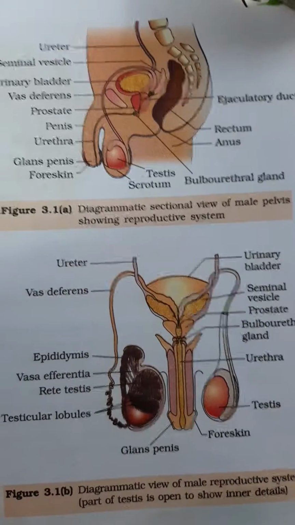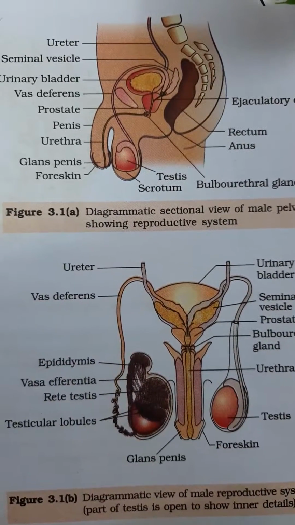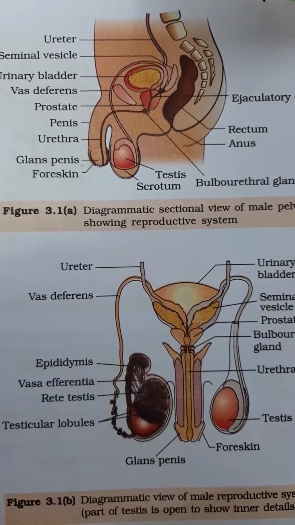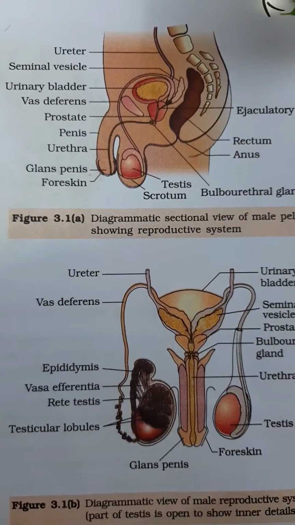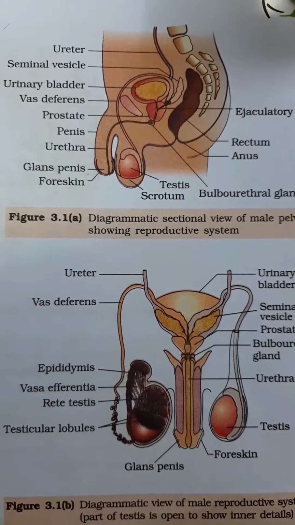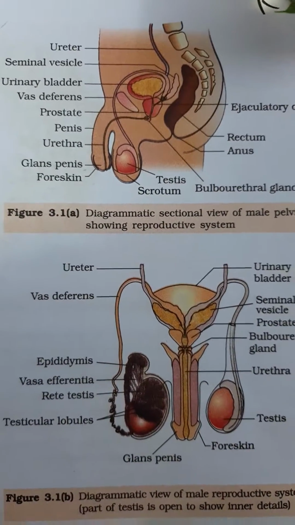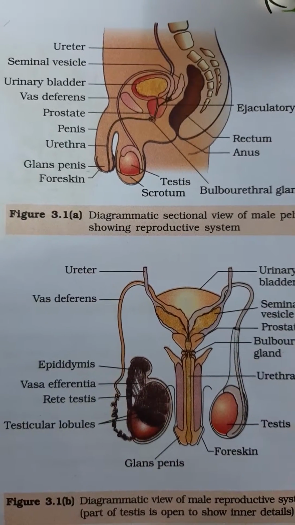The prostate gland is unpaired, and it is a walnut-sized gland found at the base of the urinary bladder surrounding the prostatic urethra. It secretes alkaline fluid, which helps in neutralizing the acidic environment of the vagina, and it enhances the motility of spermatozoa.